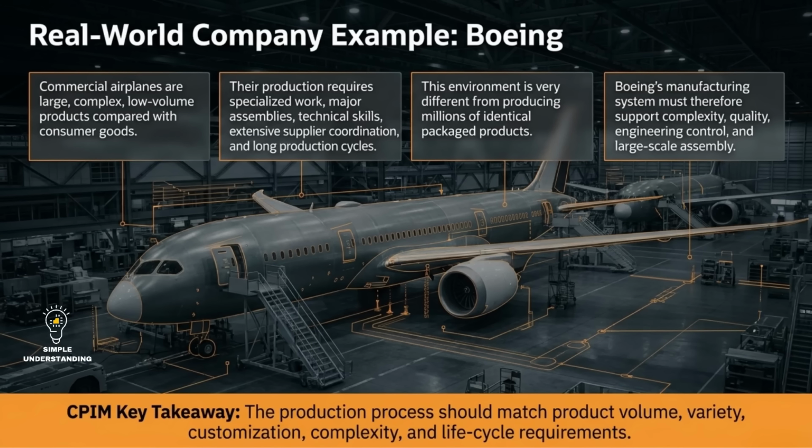Real-world company example. Boeing. Commercial airplanes are large, complex, low-volume products compared with consumer goods. Their production requires specialized work, major assemblies, technical skills, extensive supplier coordination, and long production cycles. This environment is very different from producing millions of identical packaged products. Boeing's manufacturing system must therefore support complexity, quality, engineering control, and large-scale assembly. CPIM key takeaway. The production process should match product volume, variety, customization, complexity, and lifecycle requirements.